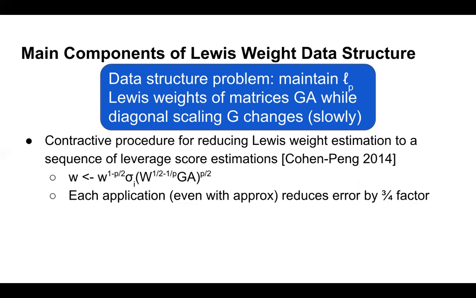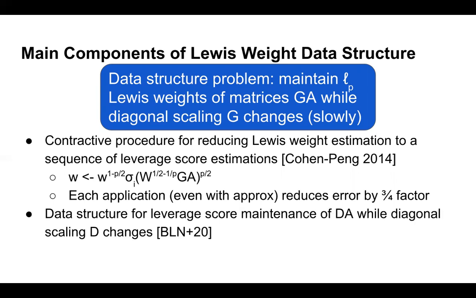Precisely, the contractive map takes our current weight vector W and changes it to something else: W to the 1 minus P over 2 times the power of the induced leverage score. You can show that each application will decrease the approximation error to the true Lewis weights by a 3/4 factor. We recursively plug this into a data structure for leverage score maintenance of matrices with changing diagonals that was shown previously to get our data structure.